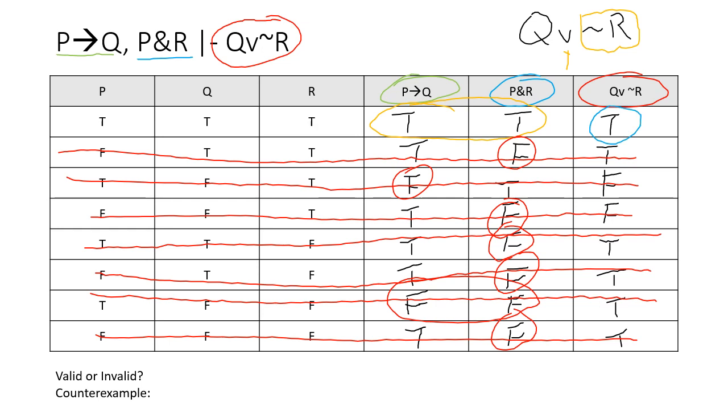And so this argument is valid because in every instance in which all the premises are true, the conclusion is also true. And because it's valid, there is no counterexample. Counterexamples only apply to invalid arguments. So that's all you have to do for this one.